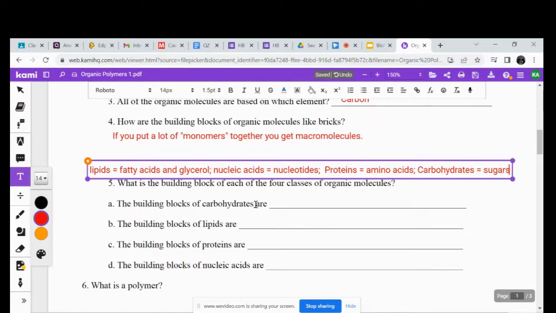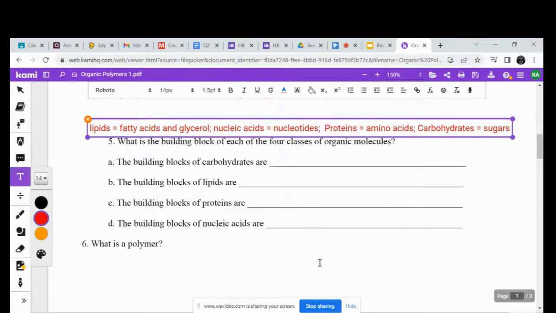Oh, I already did it. So I was supposed to do it here. All right, so for the building blocks of carbohydrates, put sugars. The building block of lipids, put fatty acids and glycerol. The building block of proteins, put amino acids. And the building block of nucleic acids, put nucleotides. So just transfer this information, put it down there.